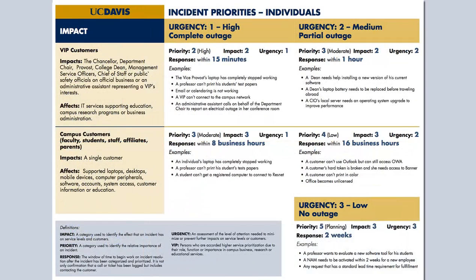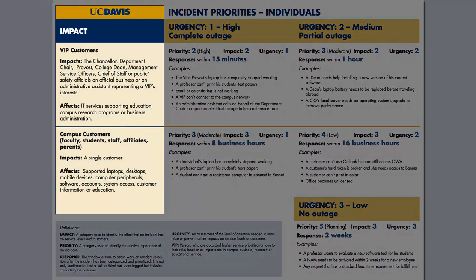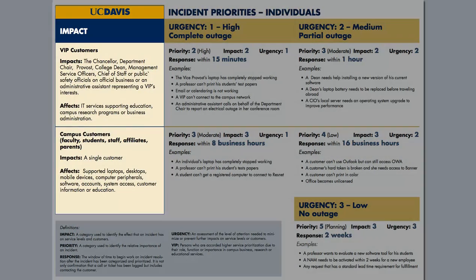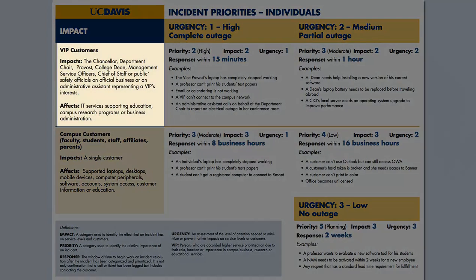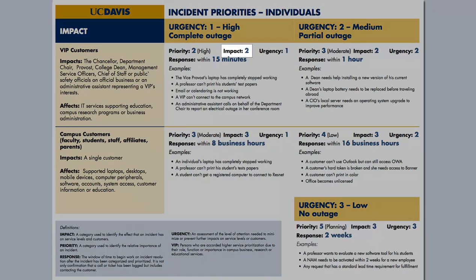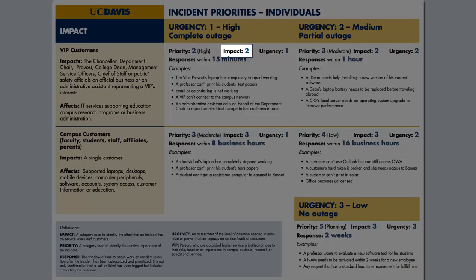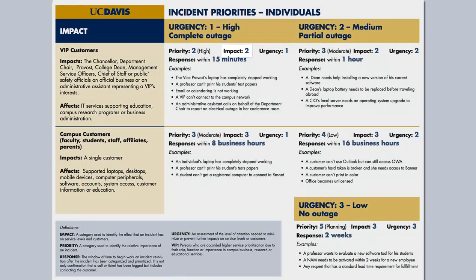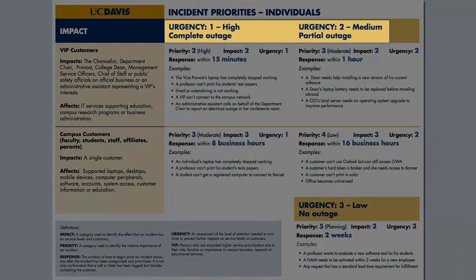Further down, you'll find the individual categories. This is broken into two parts as well. VIP customers are naturally the very important people on campus that need to maintain maximum uptime on their services. The chancellor, department chair, or provost are just some of the examples of VIPs. Their default impact is medium, and as before, the urgency is based on the severity of the outage.